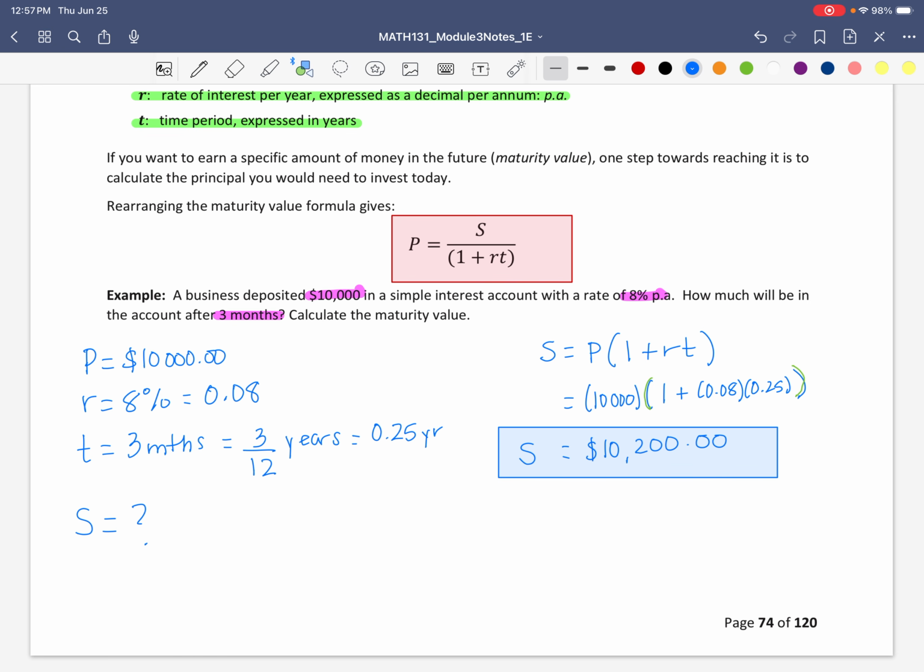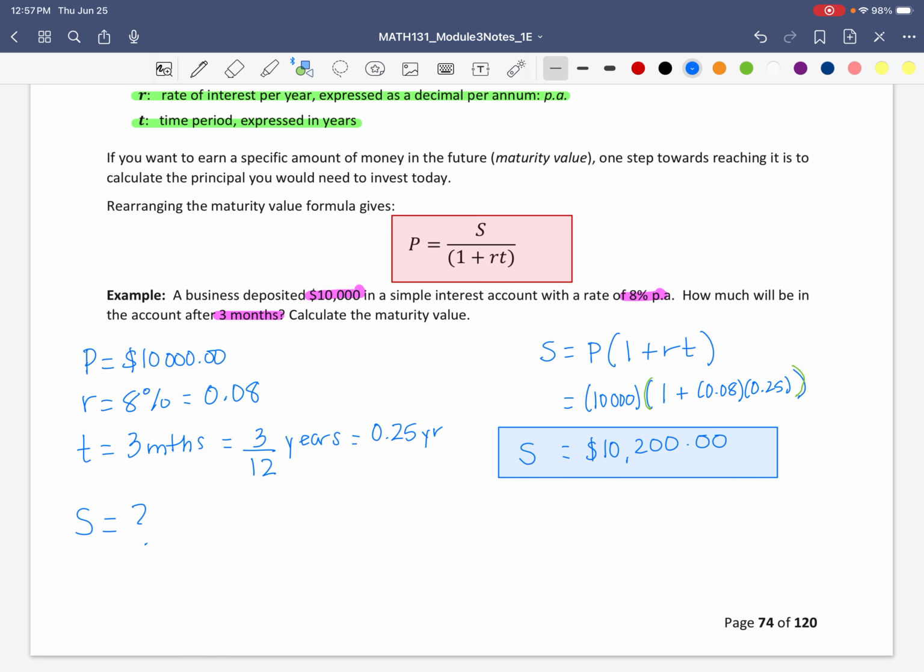And also take a second to realize that of course my maturity value should be more than my original principal, which was $10,000. So always make sure you take a moment to ensure that your answer is reasonable. It makes sense.